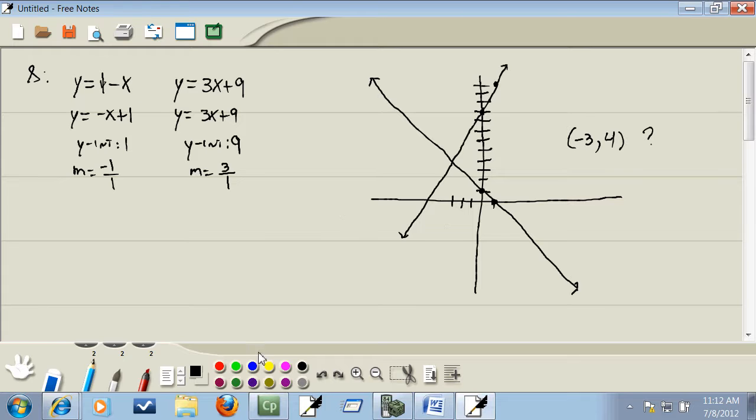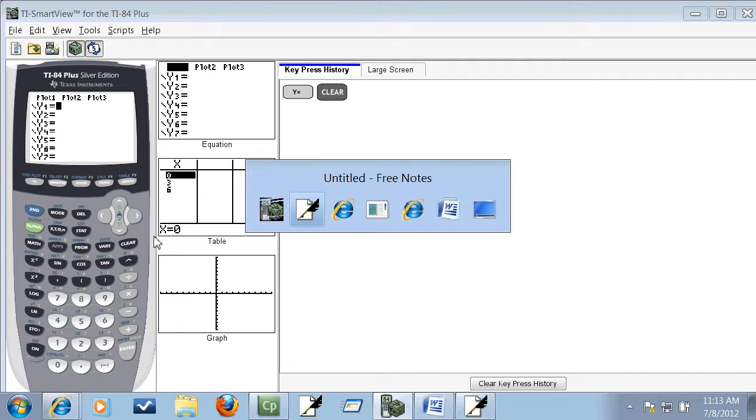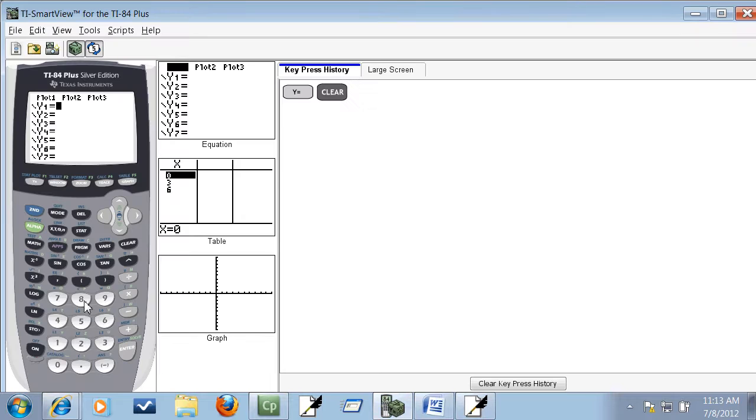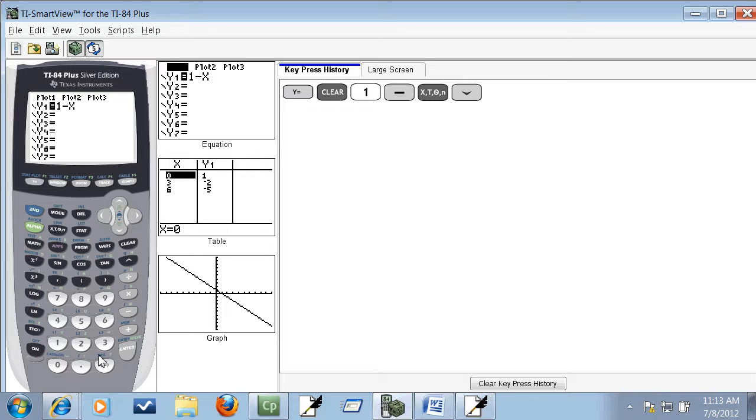We're going to graph each of these. And again, it's good to have it in the form of y equals, because that's the only way you can put it in your calculator. So I'll press my y equals, press clear. My first one I'm going to graph is 1 minus x. So I do 1 minus x, and then down arrow, and then I'll put 3x plus 9 in the next line. So 3x plus 9, and then graph.